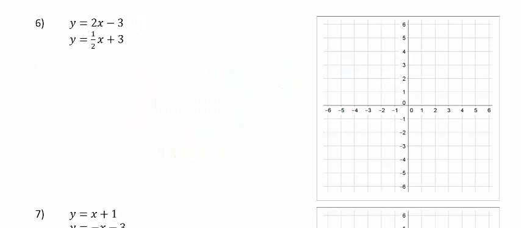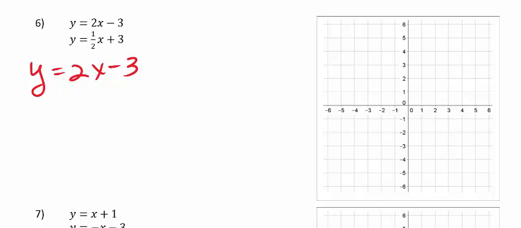Now in number 6, we want to go ahead and graph each of these equations on the same coordinate graph and determine the solution. First, we'll start with y equals 2x minus 3. Now we have graphed this several different ways. One way was to make a t-chart, pick values for x, plug them in, find values for y, and then go ahead and plot those points. A second way we learned to graph is by pulling out the slope and the y-intercept and using those.